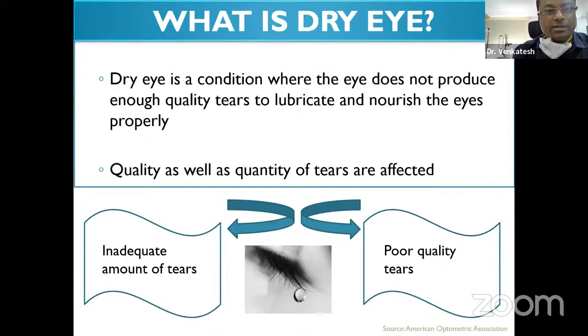So why does dry eye happen, or what are the mechanisms? There might be two mechanisms. One is either the production is less, or the quality of the tear film is not great. By quality, I mean a tear film has the mucus, aqueous, and lipid layers. So deficiency in any one of these produces poor quality tears, and this in turn causes dryness in the eyes.